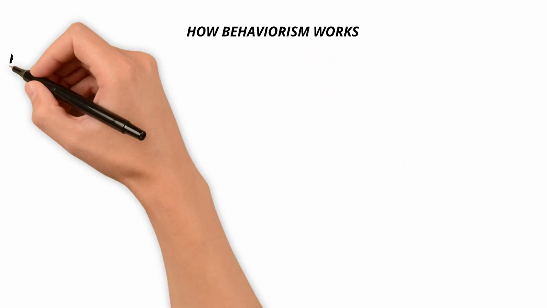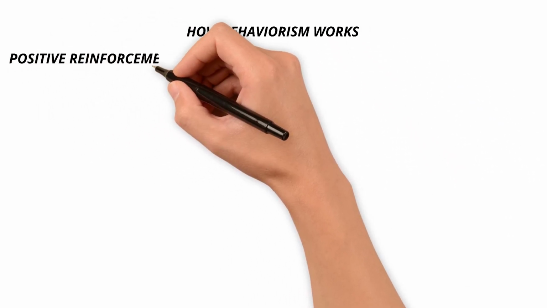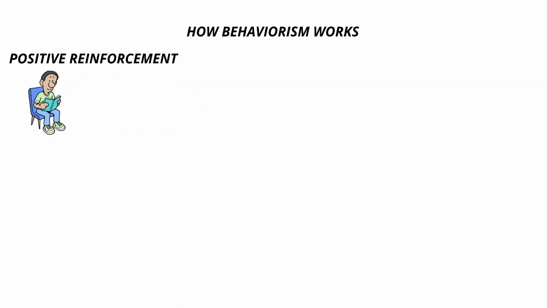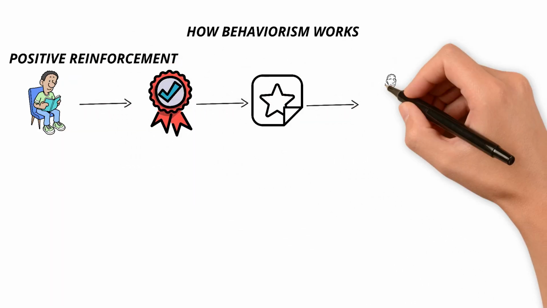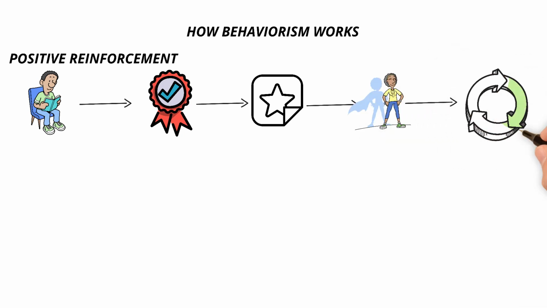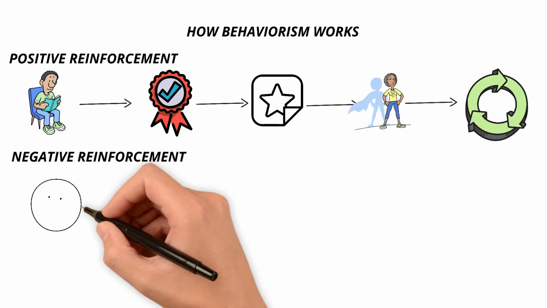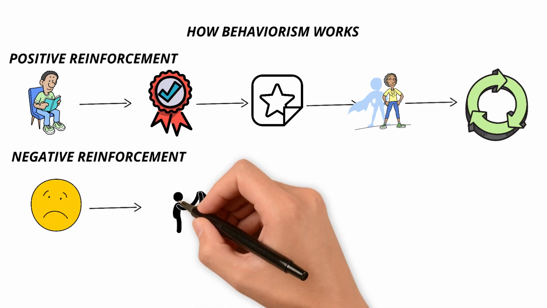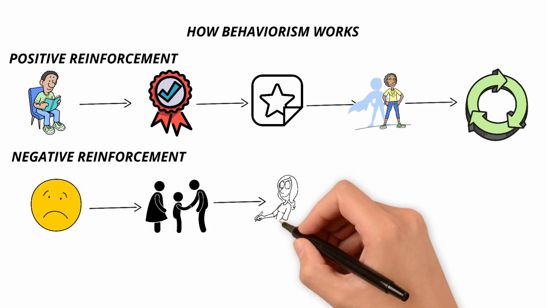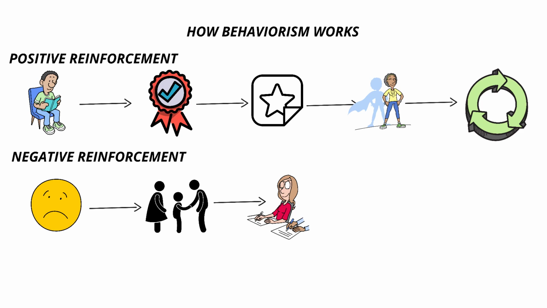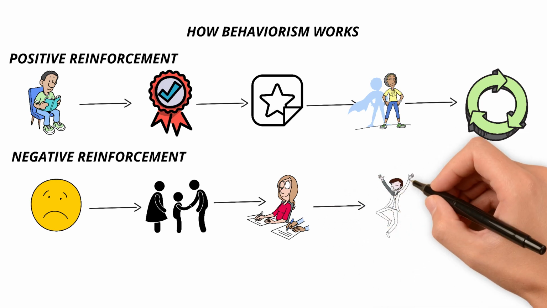How behaviorism works. There are two key types of conditioning. Positive reinforcement, when you reward good behavior to encourage more of it. Example, a student finishes homework on time, gets a sticker, feels proud, does it again. Negative reinforcement, when you remove something unpleasant after good behavior. Example, a student performs well on a test, teacher reduces homework, student feels relieved, keeps working hard.